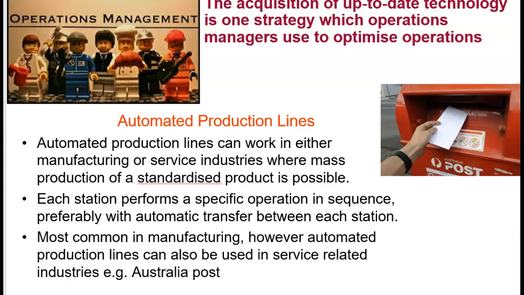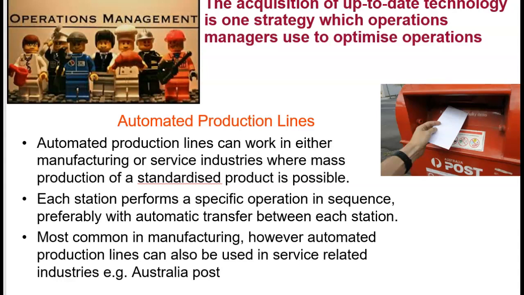So each station performs a specific operation in sequence in a production line, preferably with automatic transfer between each station, so there's less human or labour involvement in the transfer from one point in a production line to another. If it can be done automatically, that will have efficiencies along the way as well.